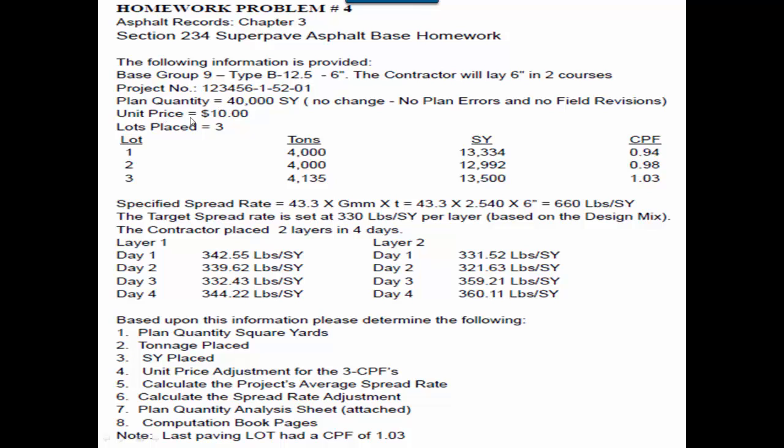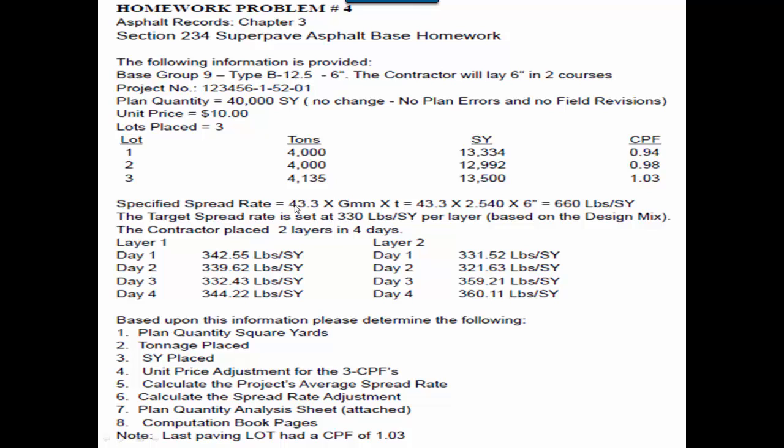All right, and the unit price per square yard is $10. So we'll know how to use that. And they placed it in 3 lots. So we have 3 lots. Each one was 4,000 tons, and the last lot was 4,135 tons. And then we have our square yards, our CPFs, and our specified spread rate.